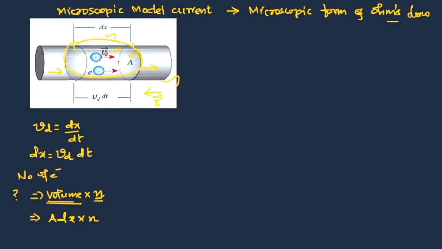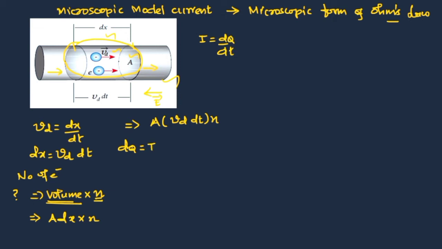or in this length dx. Now let's go to this dx value we have, so you can substitute here A into what is dx. Dx is Vd into dt into n. This is what your number of electrons in this volume. Now I am going to the corresponding charge. We know that what is current? I is equal to dq by dt, right? Dq by dt.